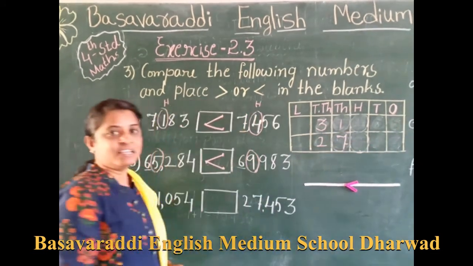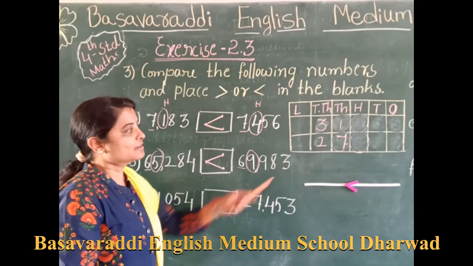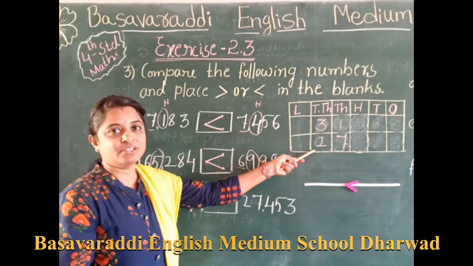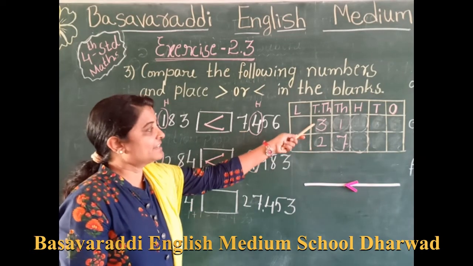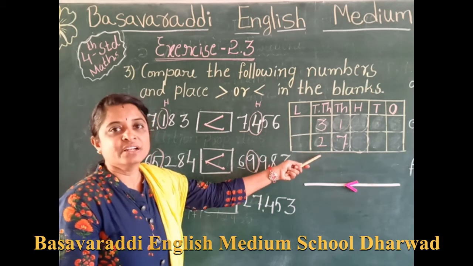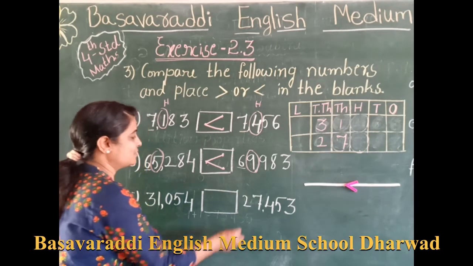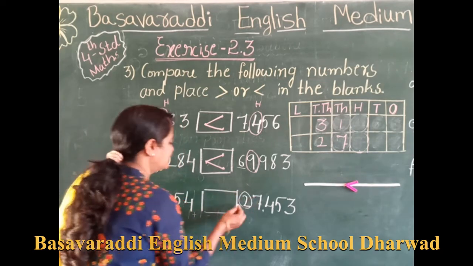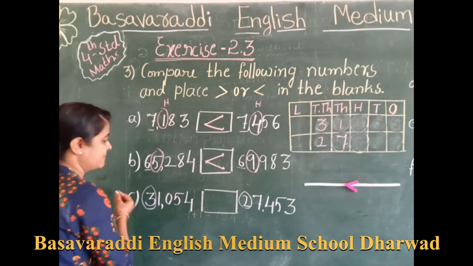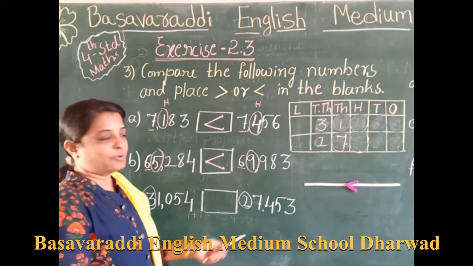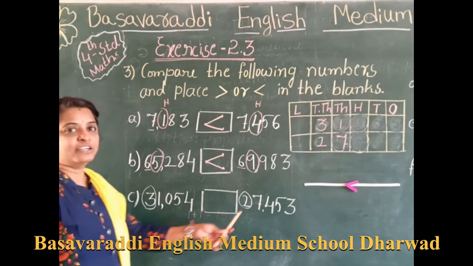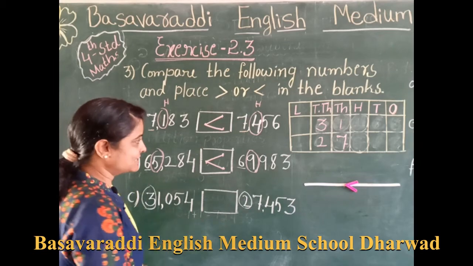27,000. In the first row only we got the comparison here, because only in the 10,000 place we have different numbers. Understood? See here it is a 2 and here it is a 3. In the 10,000 place only, here is a 3 and here is a 2. Here only we got the comparison.